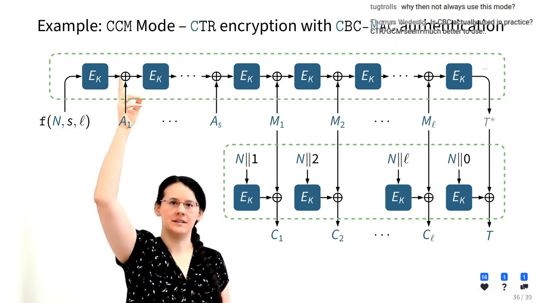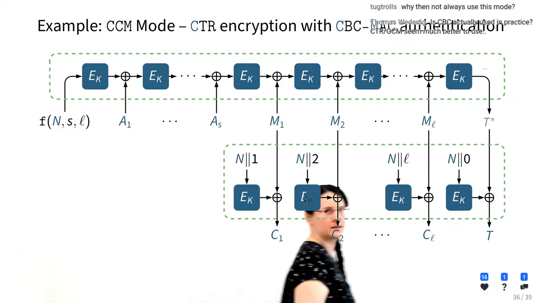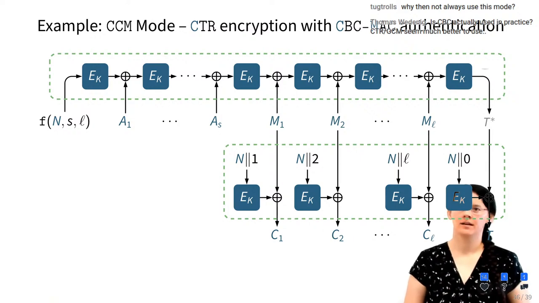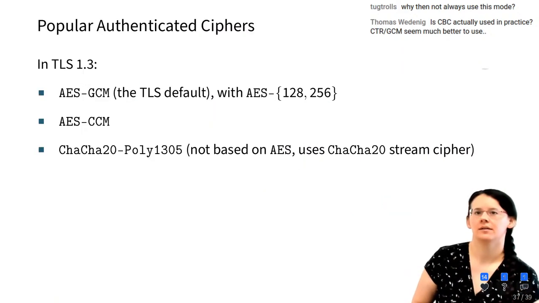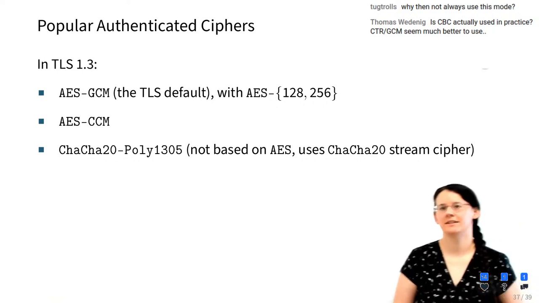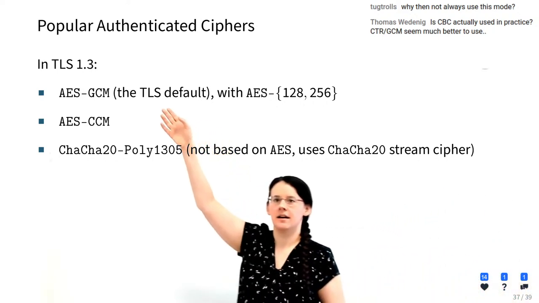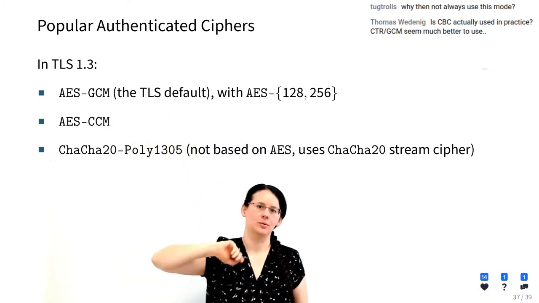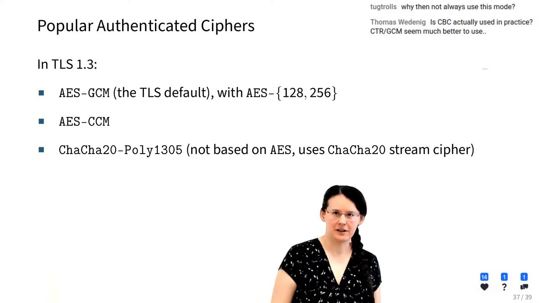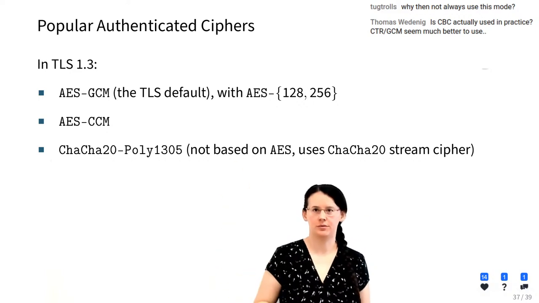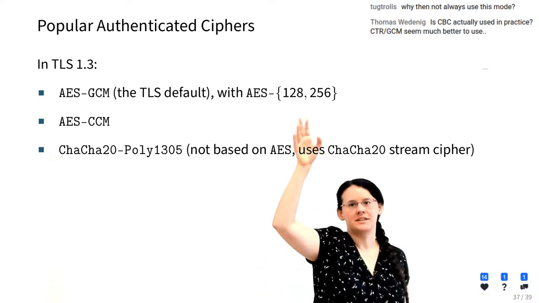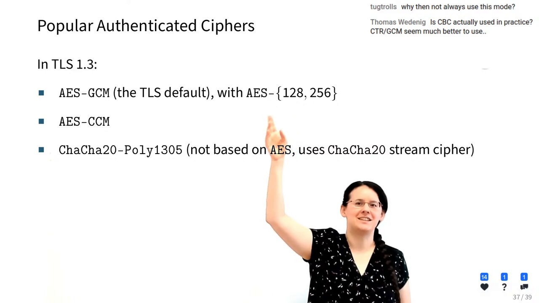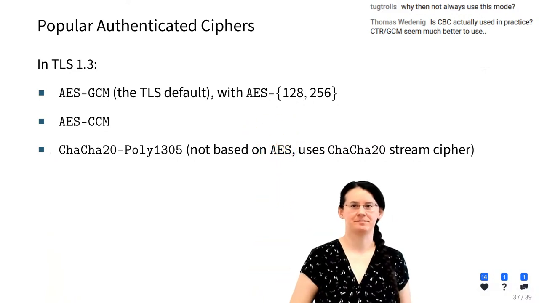One example for this is the CCM mode, where the first C is for counter encryption and the second C is for CBC-MAC. Another trustworthy mode that's also available in TLS is called AES-GCM, where GCM stands for Galois Counter Mode. This again does some finite field magic for the MAC and also uses counter mode for encryption. This GCM is actually the default in TLS, but I'm not explaining it here because it's a bit messier and harder to understand than CCM.